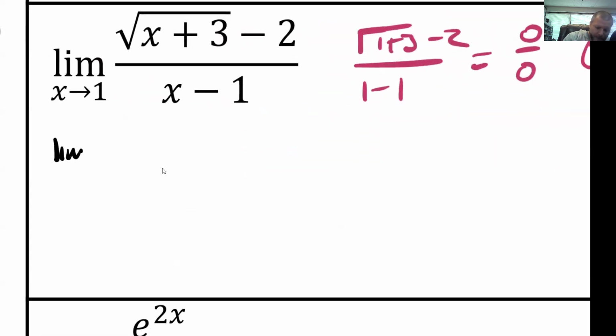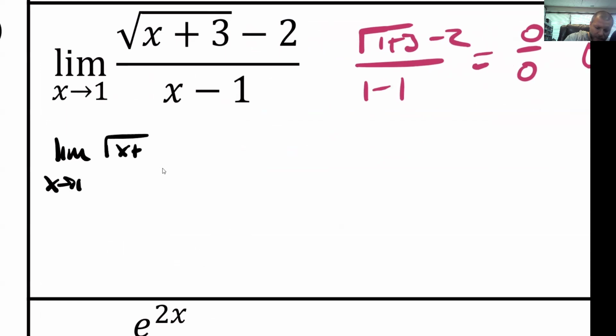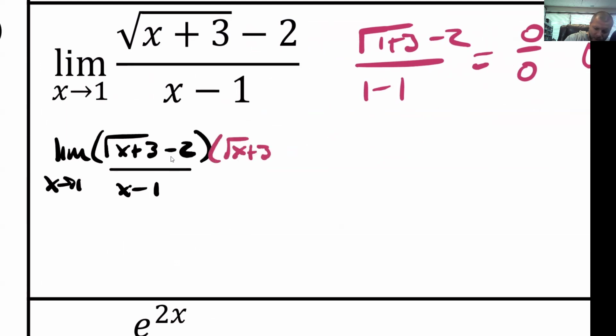So if we take the limit as x approaches 1, because I haven't taken any limits yet, I'm going to multiply by the conjugate of the radical. So that means, since I have a radical x plus 3 minus 2, this minus is where we get the conjugate from. So we're going to get a radical x plus 3 plus 2. And same thing in the denominator, radical x plus 3 plus 2.